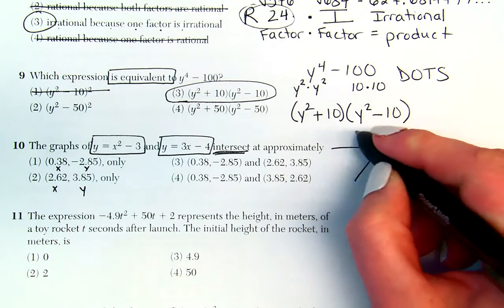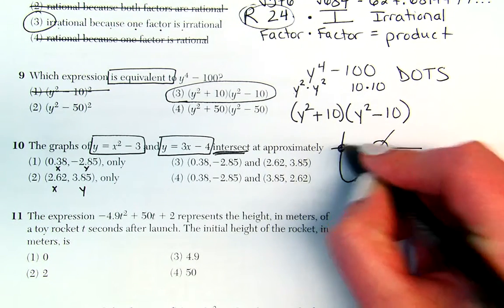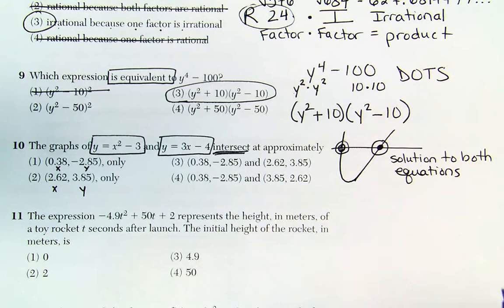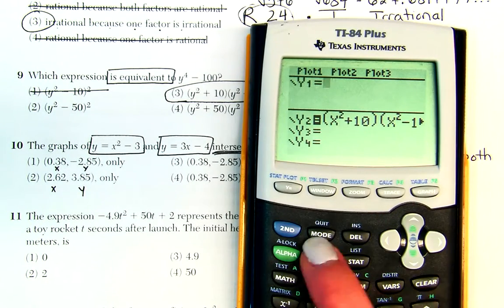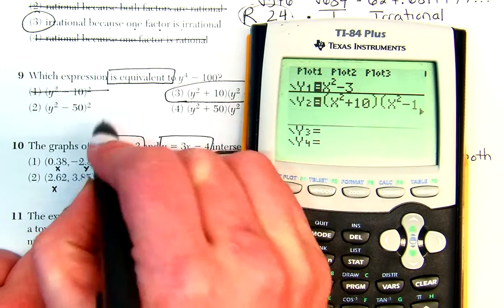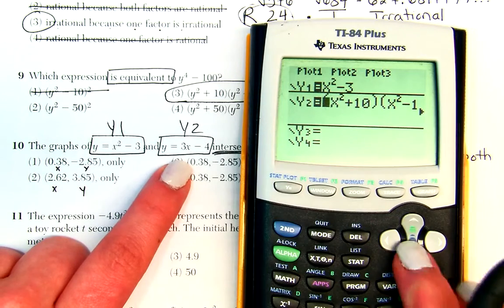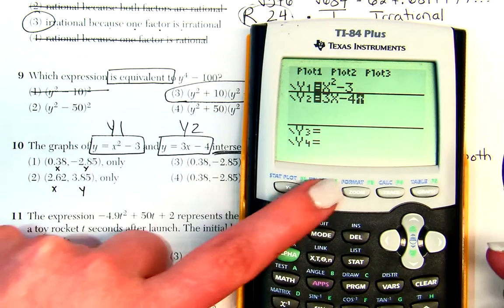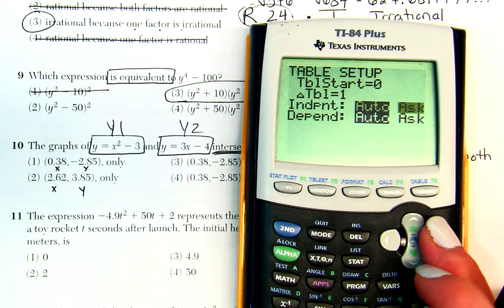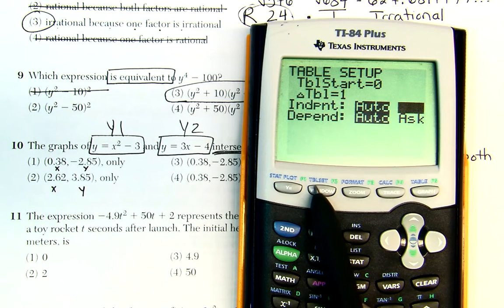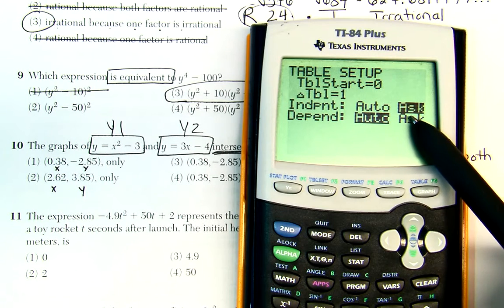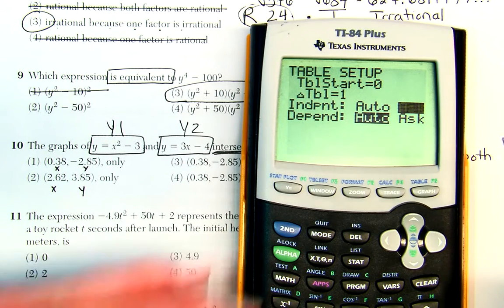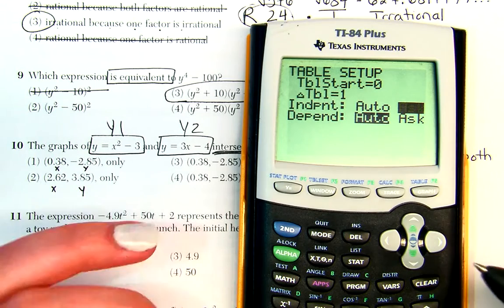Now this is a quadratic, so it may look more like this, and I might have two intersection points. Okay, but you will be able to see that if you look at it graphically. We're actually going to take a look at the table. So if I go to y equals and I type in my first equation into y1, and then my second equation, 3x minus 4, will go into y2, I can go to second window, and I'm going to change my independent to ask. So second window is the table setup, and I put it in this mode because I want to tell the calculator specifically which x values I want to look at.